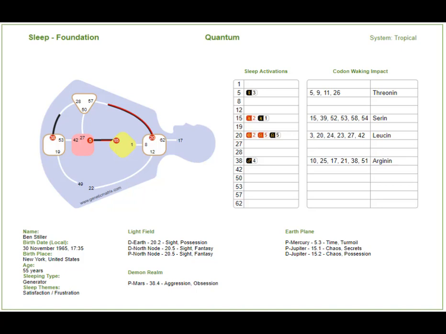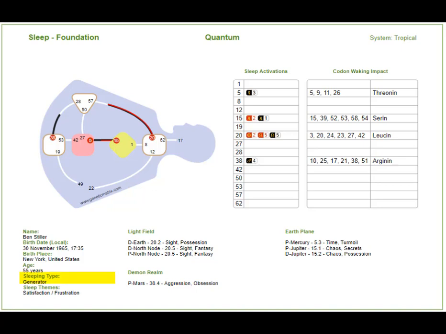So in terms of an overview of what this chart represents, if you look at your foundation chart and then look at your sleep chart, the first thing you will notice is that you will most likely be changing to a different type when you are asleep.